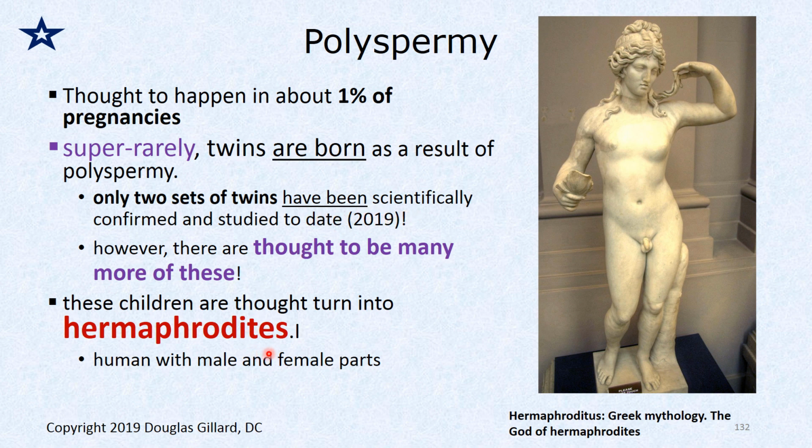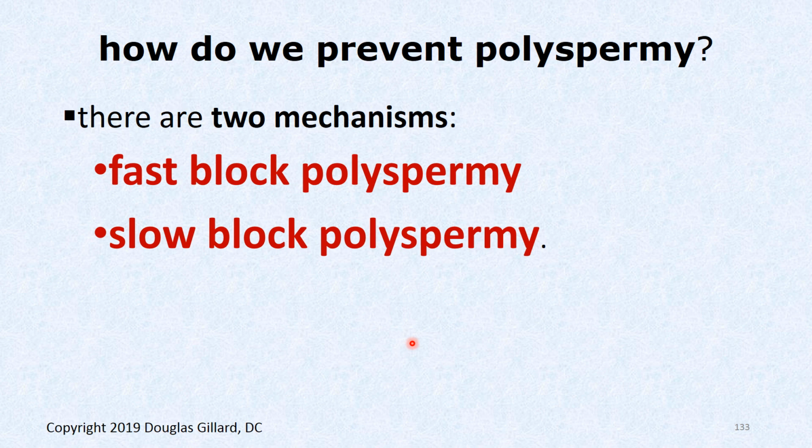Both of them were hermaphrodites because they end up with a breast on one side and a male breast on the other. Maybe they'll have a vagina and a penis. They're kind of a mixture of sexes because of the double sperm material. Many of these children are called hermaphrodites, when you have human male and female parts on the same body. So this is Hermaphroditus, the Greek god. It's incredibly rare. Like I said, there's only 2 that have been studied. Although there's thought to be a lot more, and obviously people are not going to let their kids be studied by science.